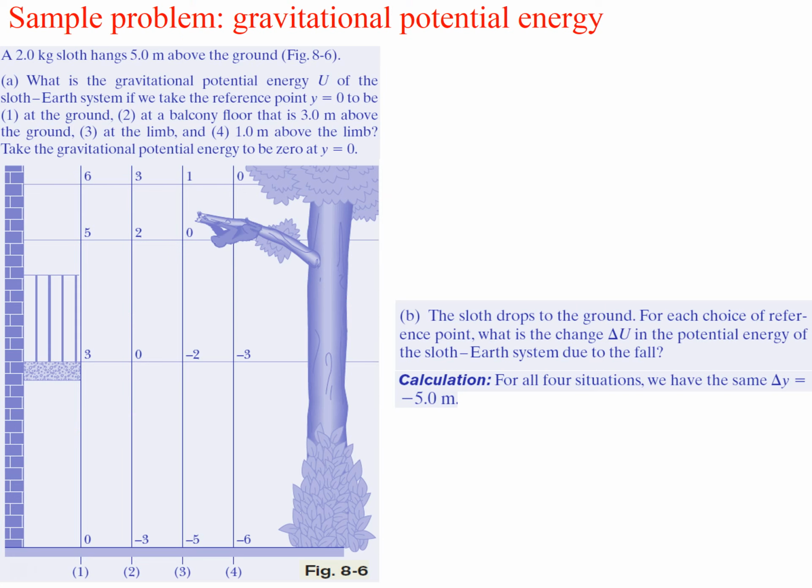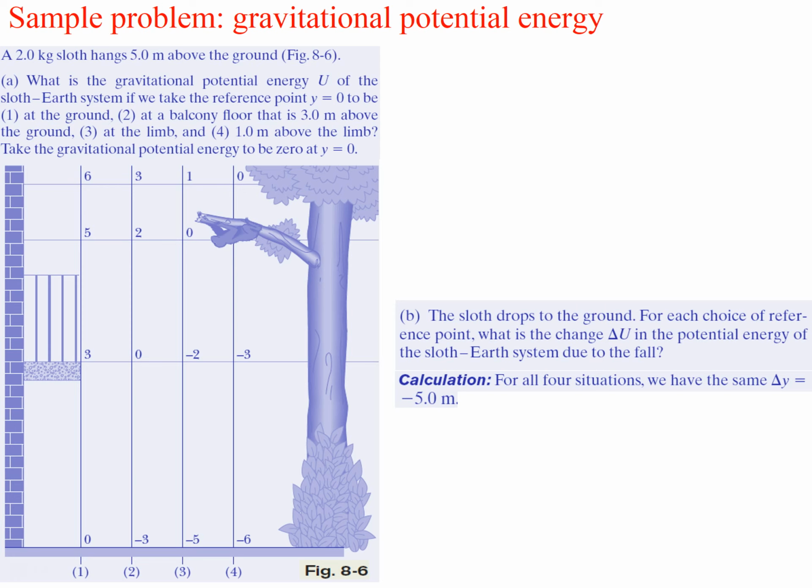Alright, so let's do one last example. A 2.0 kilogram sloth hangs 5 meters above the ground. So here's our sloth. He's 5 meters above the ground. What is the gravitational potential energy of the sloth Earth system if we take the reference point y equal to 0 to be 1 at the ground, 2 at the balcony floor, that is 3 meters above the ground, 3 at the limb, 4 1 meter above the limb. Take the gravitational potential energy to be 0 at y equal to 0.